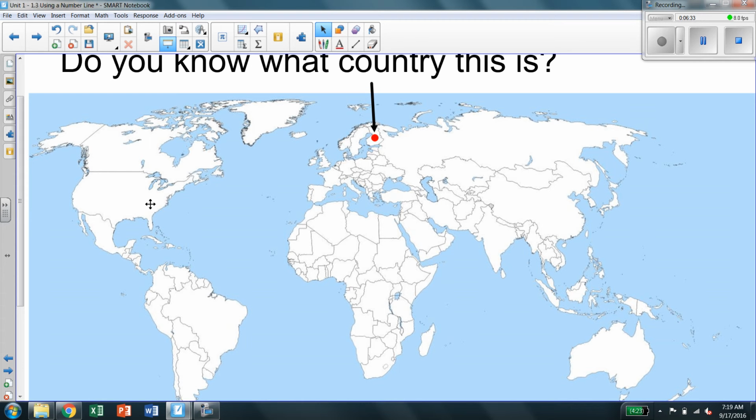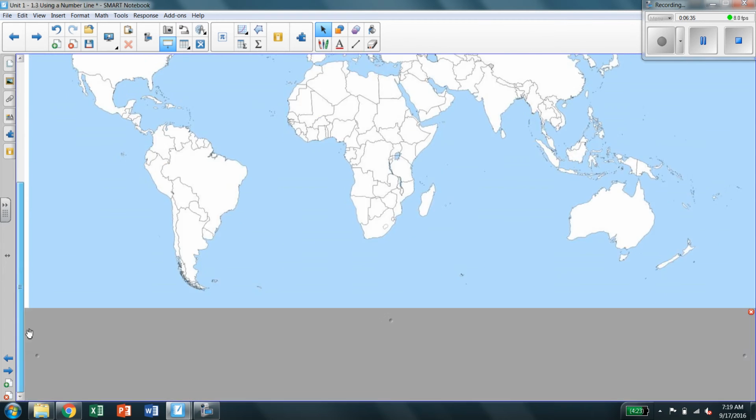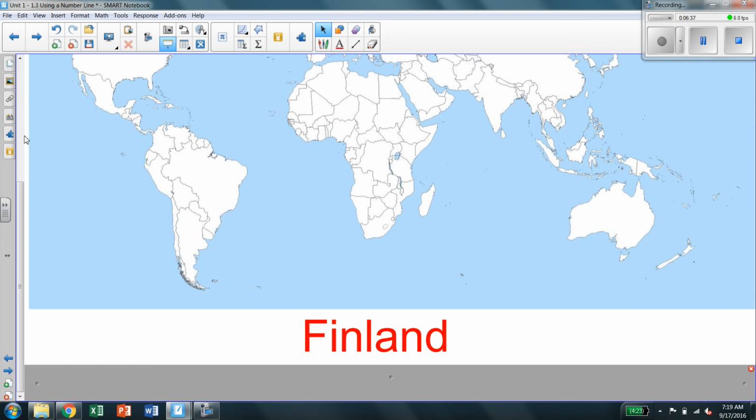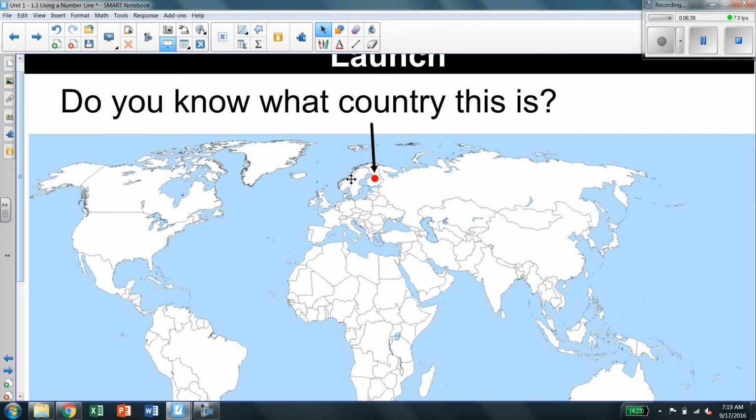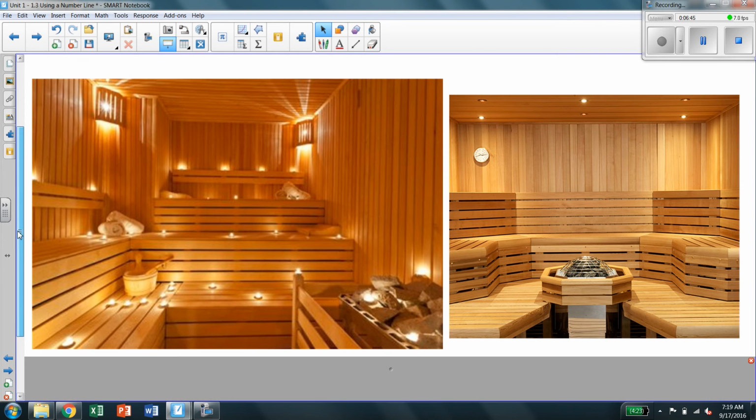Some people said Sweden and Denmark and Norway, getting closer. This country is Finland. Finland. And again, very cold. So the Finns came up with a solution to that. They created these nice places. And you should be wondering, what is that? Well, it's a sauna.